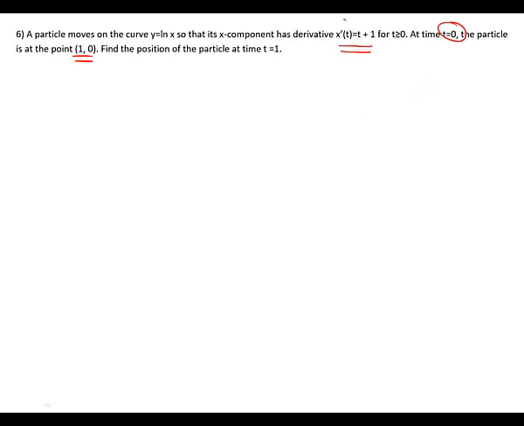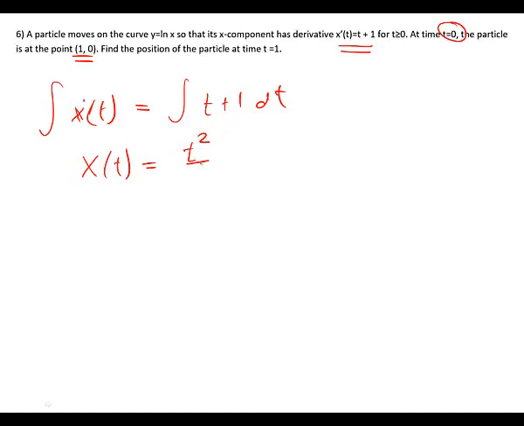So right now I have the derivative. How do I get to position? I have to integrate. So when I integrate x prime of t, and I'm integrating the t plus 1 dt, what do we get? x of t. And when I integrate t plus 1, I get t squared over 2 plus t, plus C.